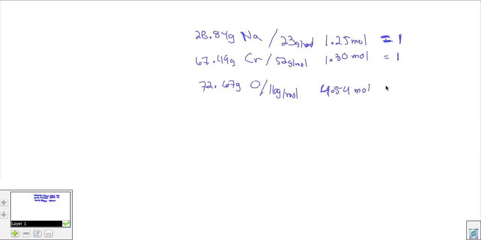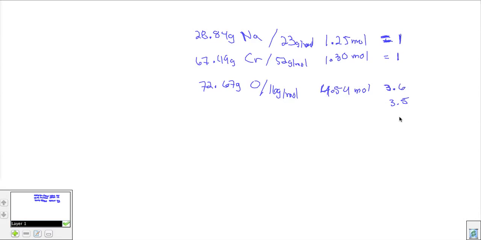Now, if I do 4.54 divided by 1.25, what do I get? Well, I get 3.6. Okay, so what is that? So basically, my ratio is 1 to 1 to 3.6. Now, 3.6 is kind of troubling because it's not close enough to 4 to round up to 4. And so what is it closest to? It's actually closest to 3.5, right?